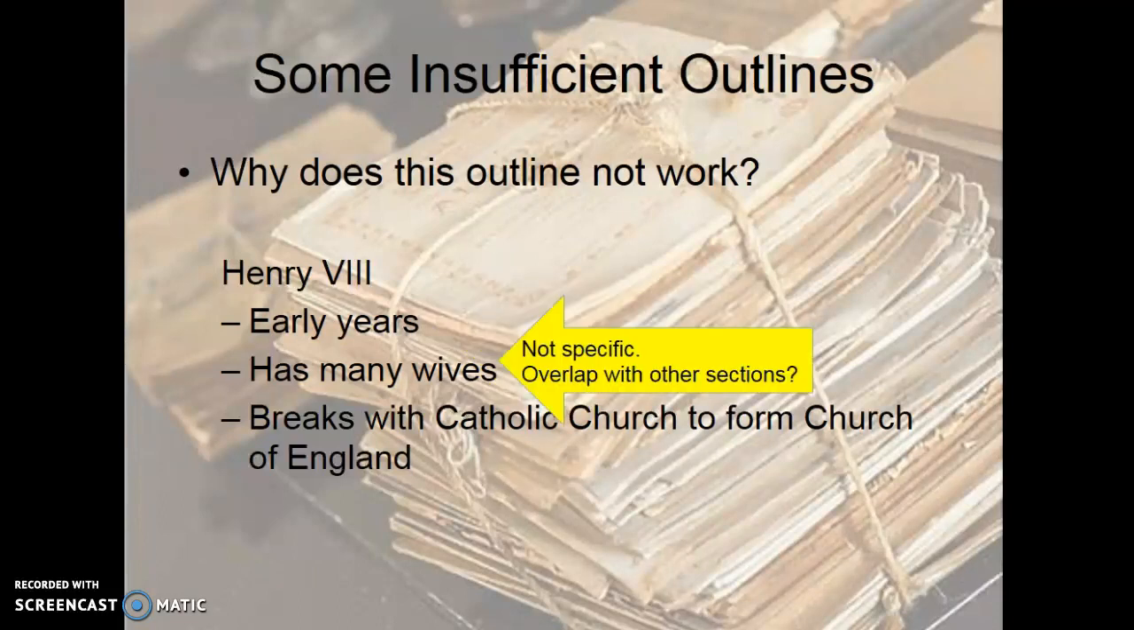So, has many wives. Again, this is not specific, and you might have some overlap with other sections, especially if we're talking about Henry VIII's second wife, Anne Boleyn, and then in a completely different section, we're talking about the break with the Catholic Church to form the Church of England. We're going to have some overlap. So how are we going to divide the two of them? How are we going to organize this? Well, this outline doesn't tell us how we're going to do that.